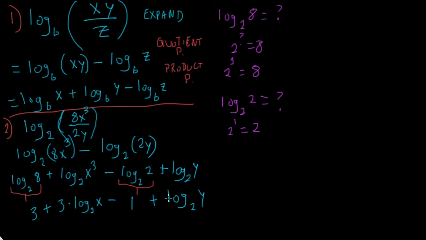All right. And then we can combine like terms here, right? So we'll have this and this can combine to become 2 because 3 minus 1 is 2. So that means our final answer will be 2 plus 3 log 2x and then minus log 2y.